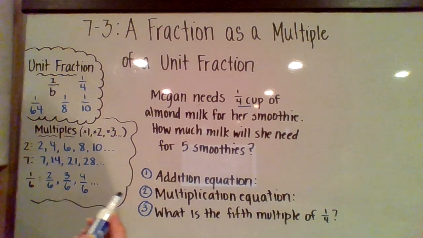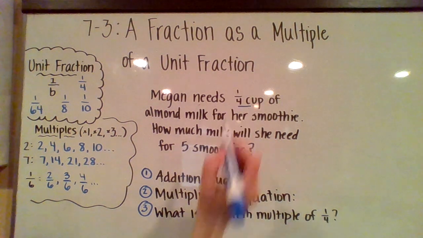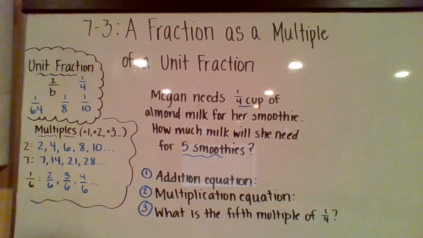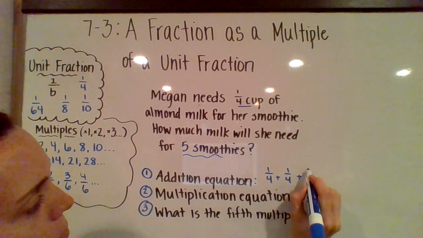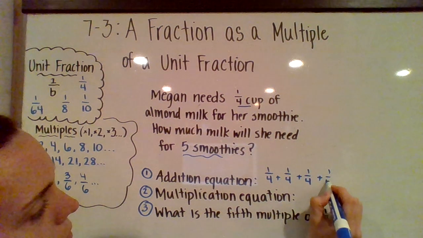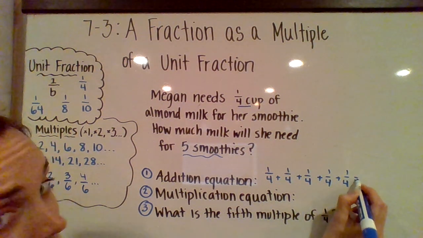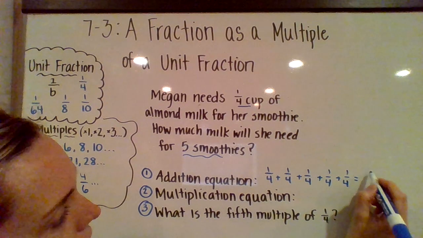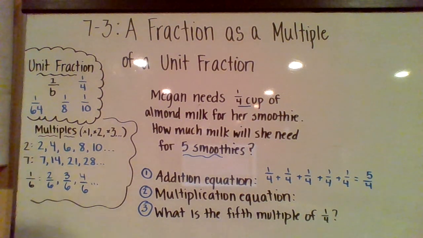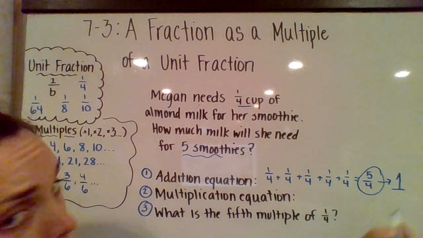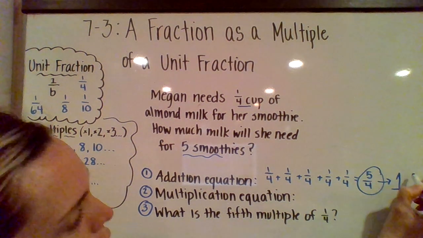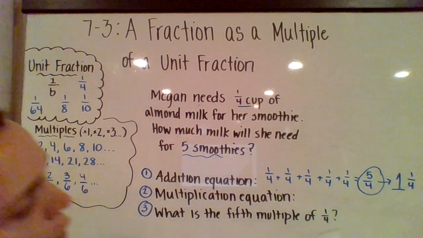So first, an addition equation, I need to add 1/4 5 times because she's making 5 smoothies. So I do 1/4 plus 1/4 plus 1/4 plus 1/4 plus 1/4 equals 1, 2, 3, 4, 5, 5/4. Now, we know that this is more than 1. And since that's more than 1, we are going to convert it. So I'm going to ask you, anytime you get an answer over 1, to try and convert. So I know 4/4 is 1 whole. So that's 1 whole, and 4/4 plus another 1/4 would get me 5/4. So that's 1 and 1/4.